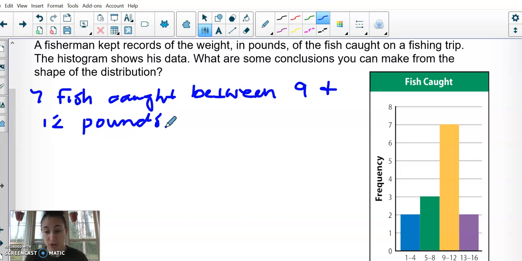The second thing you can notice is that the blue and the purple bar are the same size or the same height. So you can say that the same number of fish were caught that were between 1 and 4 pounds and 13 and 16 pounds.